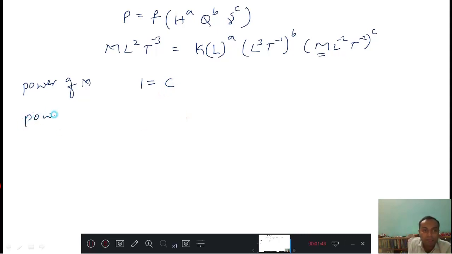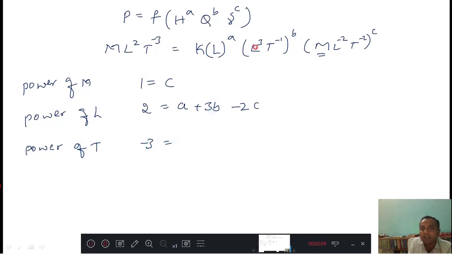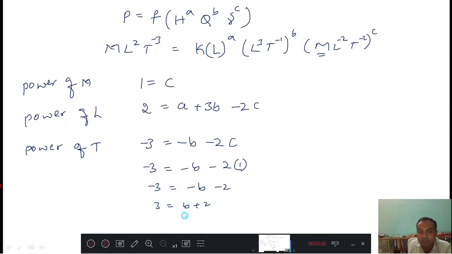Then power of L, the left hand side power of L is 2, and this side it is a plus 3b minus 2c. Okay, these are the powers of L. Then coming to power of t, the left hand side is minus 3, and here the power of t is minus b and minus 2c. Now in this equation, minus 3 equal to minus b minus 2 into c, and c is 1. Therefore minus 3 equal to minus b minus 2. Then 3 equal to b plus 2. Then b equal to 3 minus 2, that is 1. Then b equal to 1 we got.